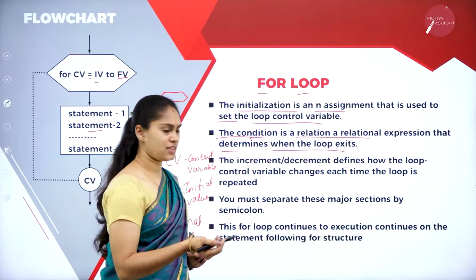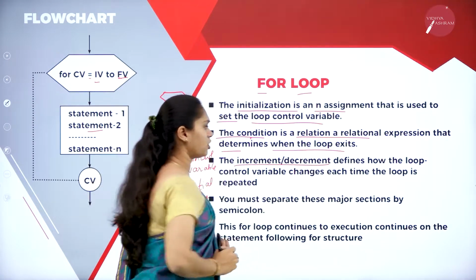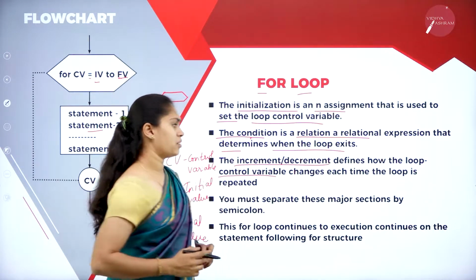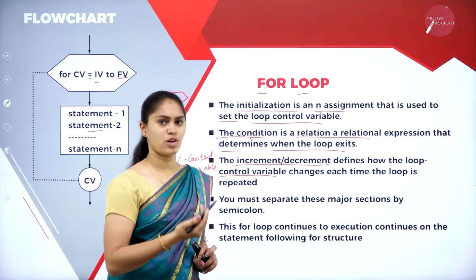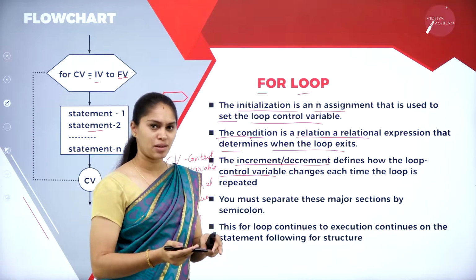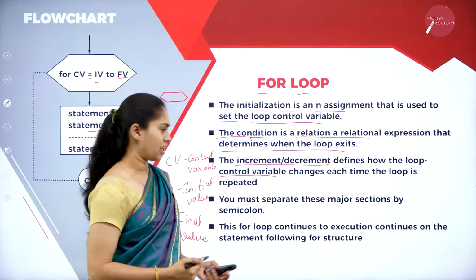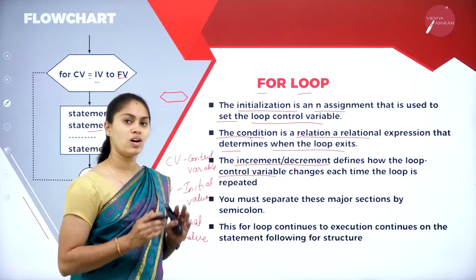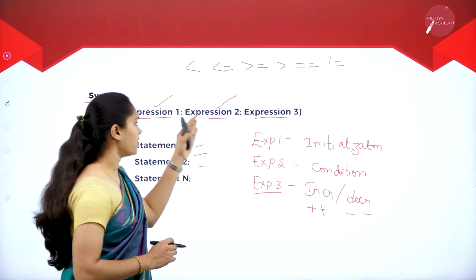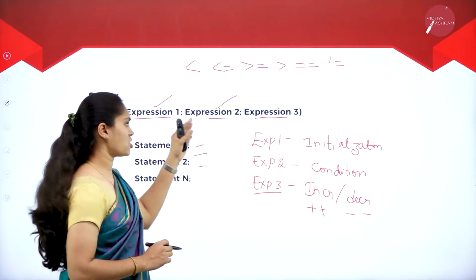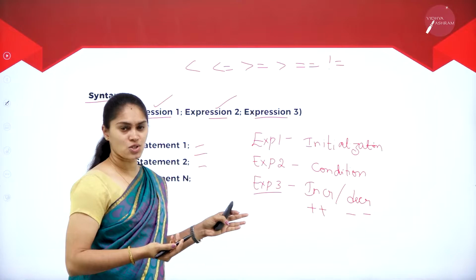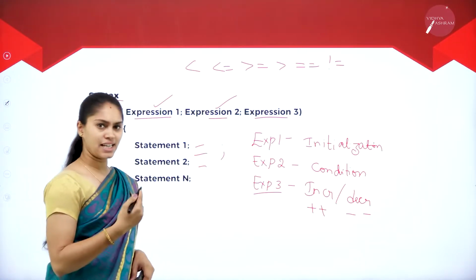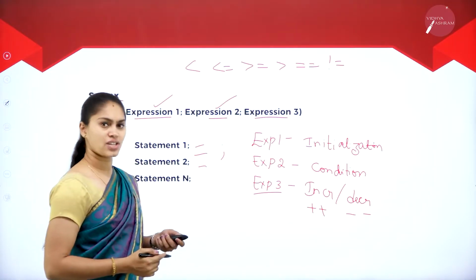In expression 3, we are going to have either an increment or a decrement. That defines how the control variable changes from time to time. That means for one looping, how it is going to be incremented or decremented. So those changes can be defined in expression 3. After that, I have to separate all the expressions because each expression performs a different task, so they have to be separated with the help of a semicolon that indicates the termination of each expression.